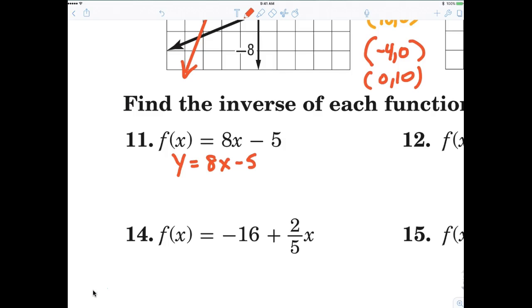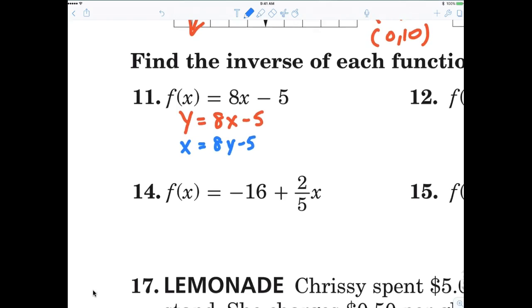I'm going to switch the x and I'm going to switch the y. Wherever I see a y, I replace it with x. So I have x is equal to 8y minus 5. Now once you do that, you have to solve it for y. So we're going to add 5 to both sides. So x plus 5 equals 8y. And then we're going to divide everything through by 8.